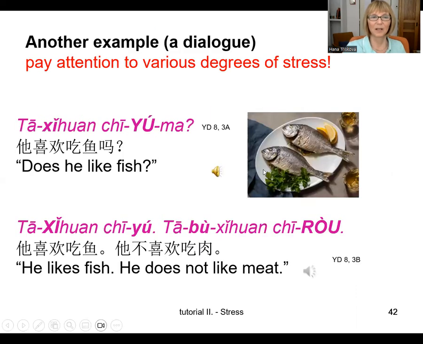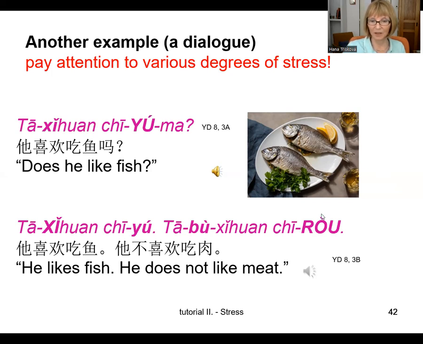Okay, some more examples. This is a dialogue about fish, eating fish. 他喜欢吃鱼吗？ The most prominent is, of course, that fish. 他喜欢吃鱼吗？ While 吃 is pretty weak. 吃鱼吗? This is quite common that if a verb is followed by an object, the verb is weaker.